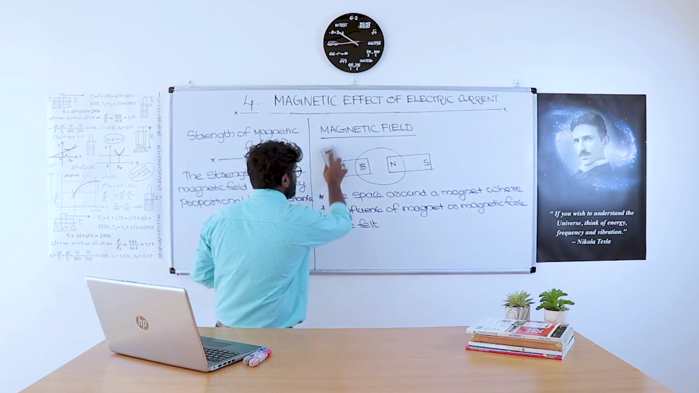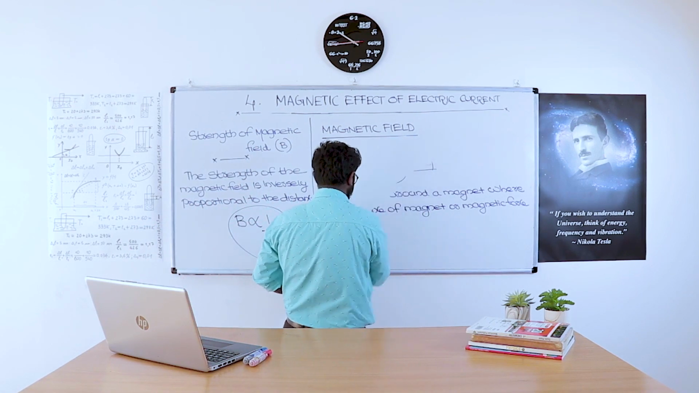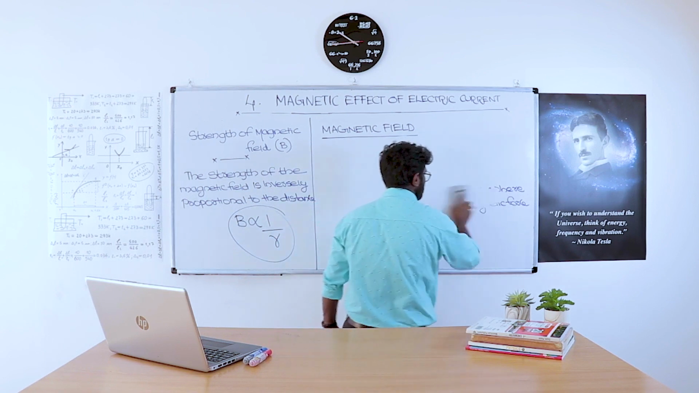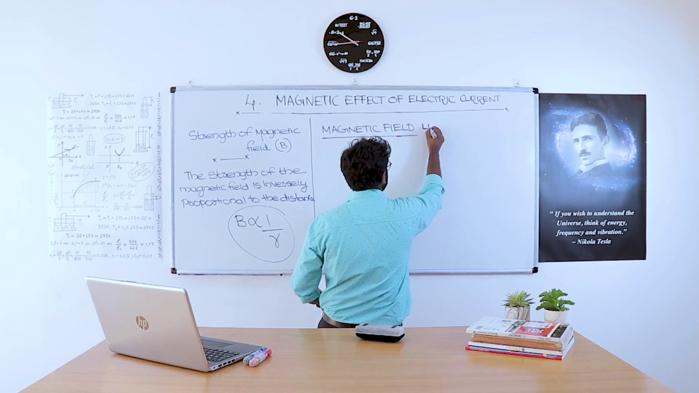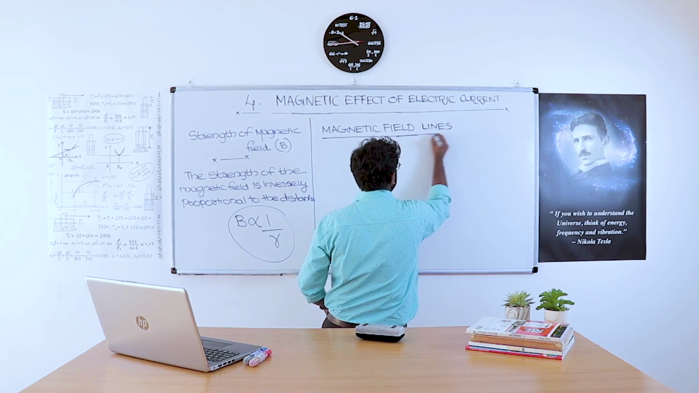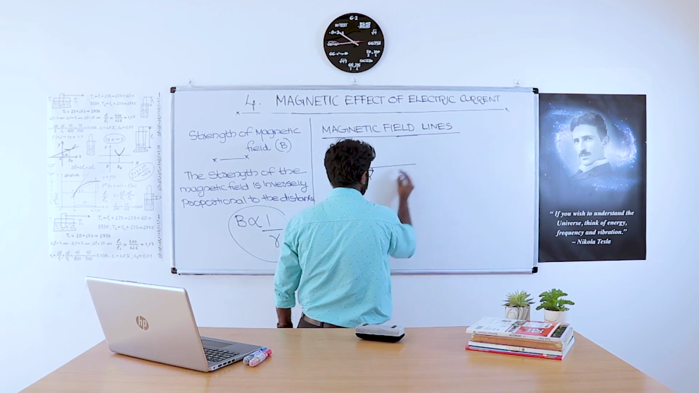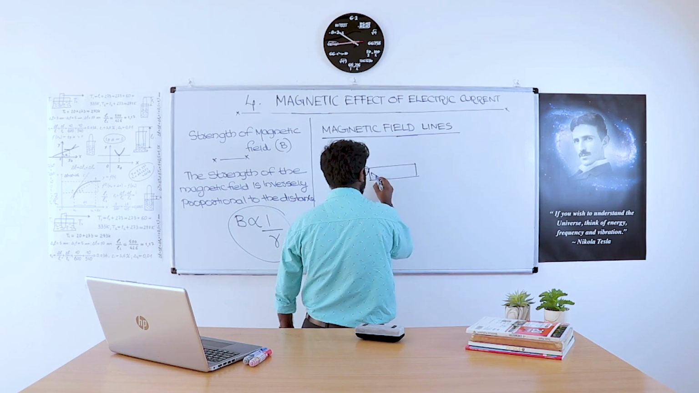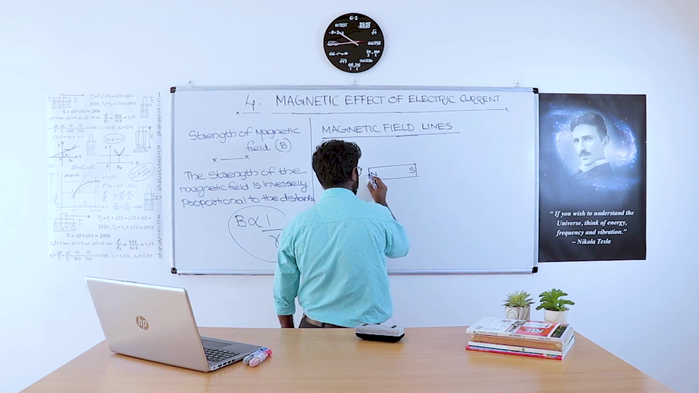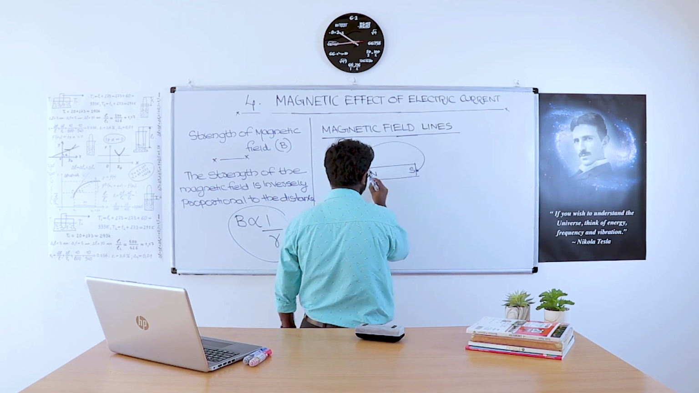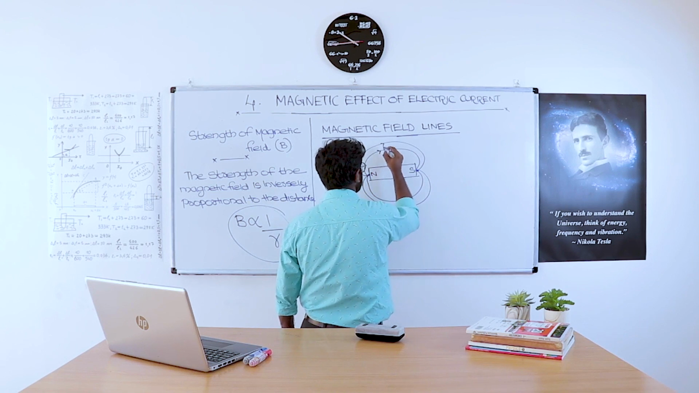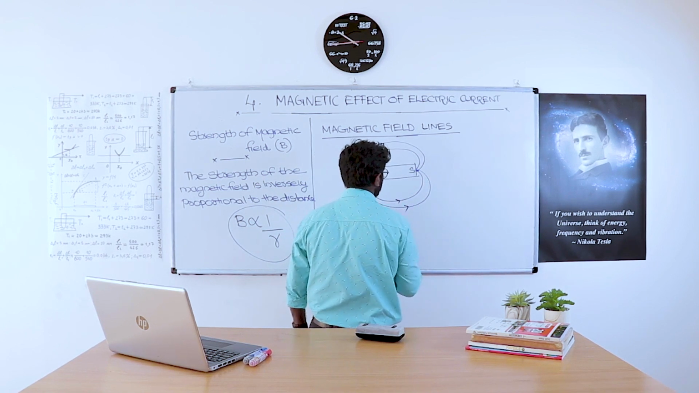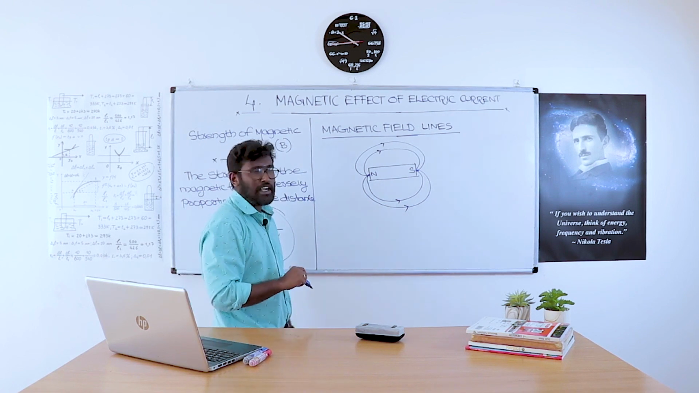The next thing is magnetic field lines. So here is the magnet. It's a bar magnet, with the north pole of the bar magnet and the south pole of the bar magnet. This line is called a magnetic field line.